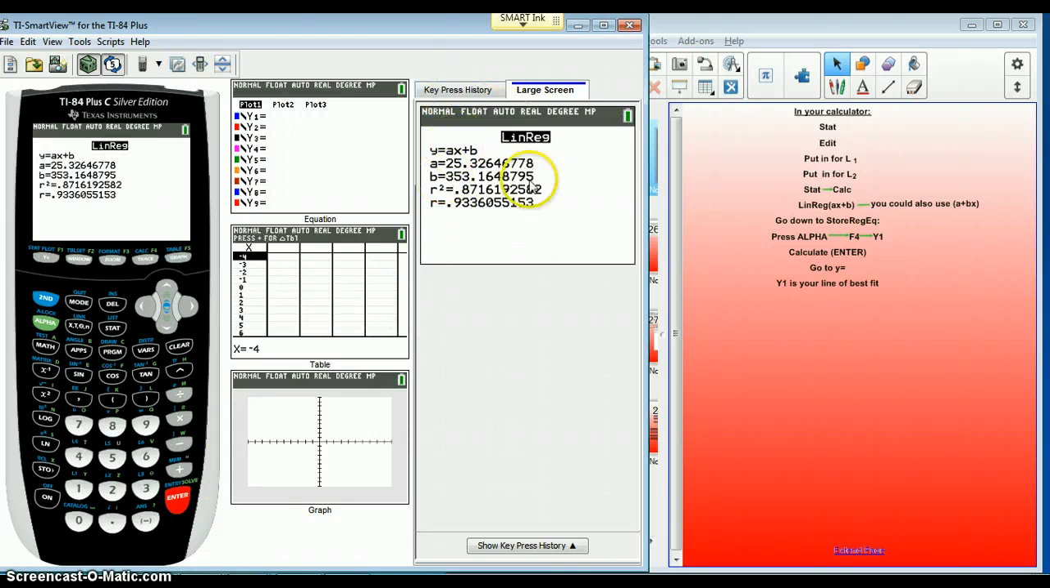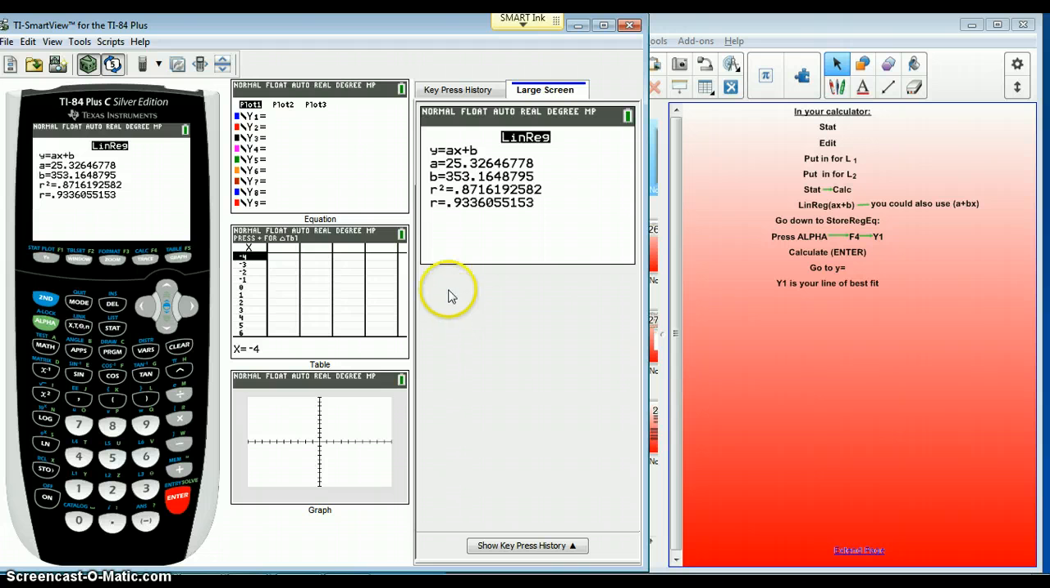You should get this screen. You can see now that the A value, the slope, is 25.3264. It's going on and on. The B value, the Y-intercept, is 353 point and then numbers. For linear regressions, we're going to ignore R squared, but we are going to look at R.